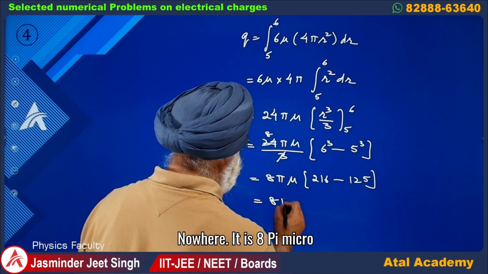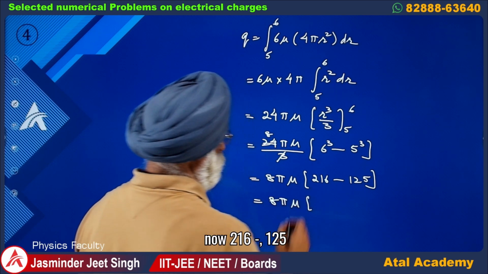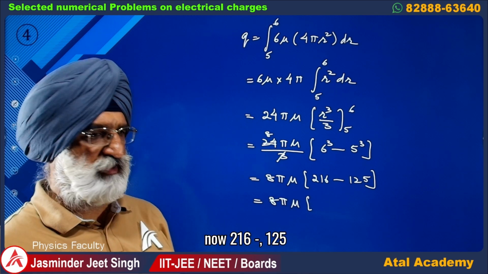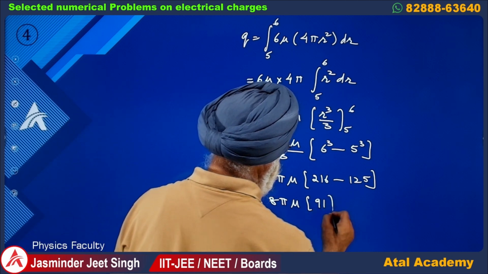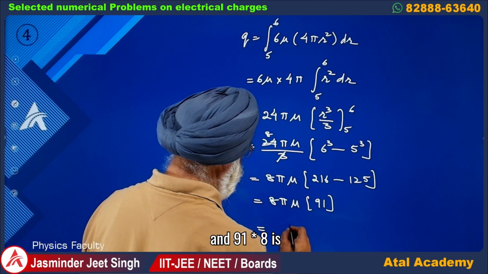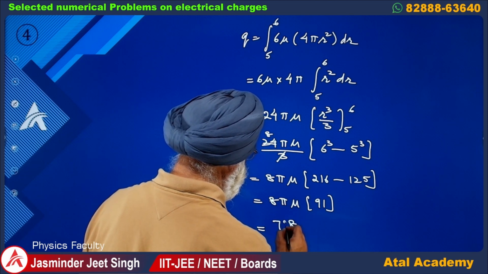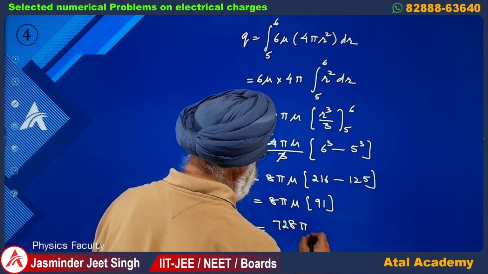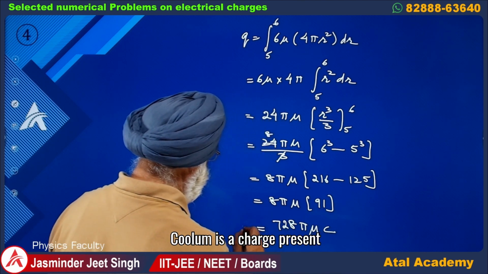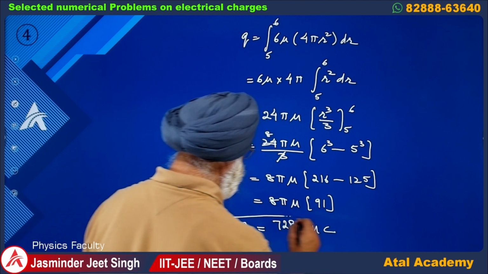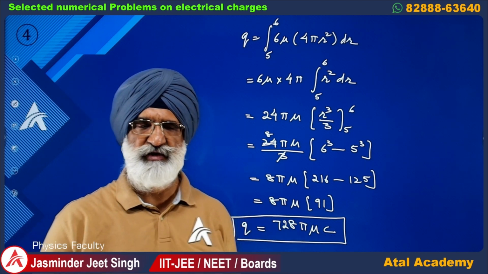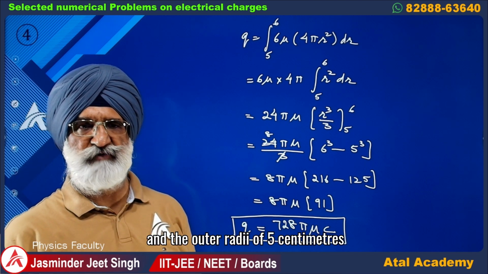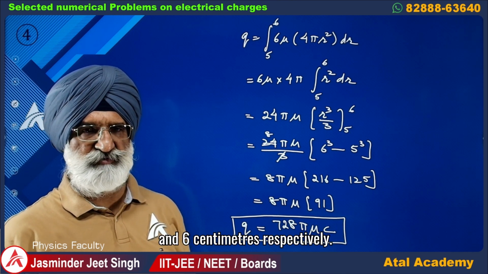Now here it is 8 pi micro. Now 216 minus 125 is equal to 91, and 91 into 8 is 728 pi micro coulomb. This is the charge present in the spherical shell whose inner and outer radii are 5 centimeters and 6 centimeters respectively.